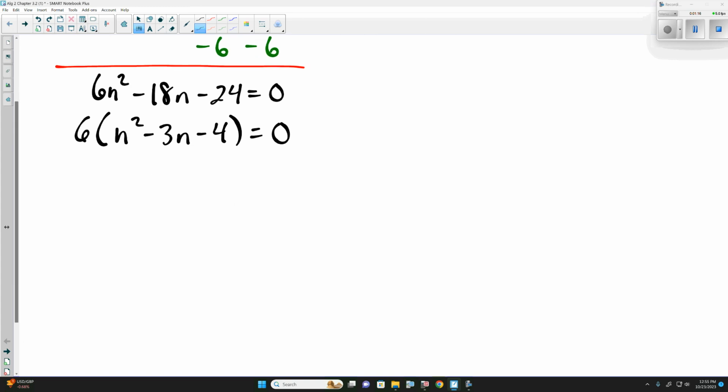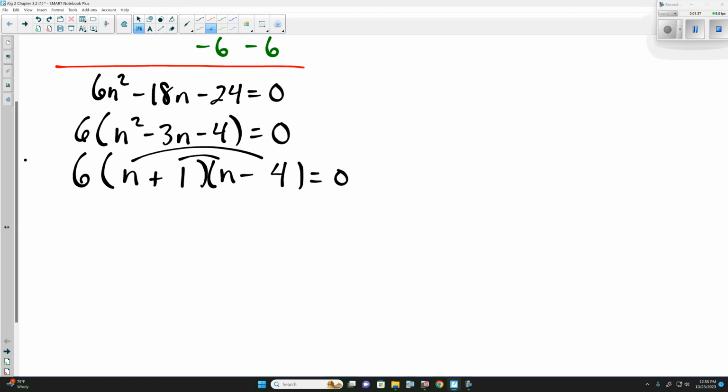which would give us this here. Now because the 4 is negative, our signs are opposite. The only factors of n are n and n. We would have positive 1 and negative 4. And if we did check this off to the side, n times negative 4 would be negative 4n. 1 times n is plus n, which gives us negative 3n, which is the middle term we wanted.